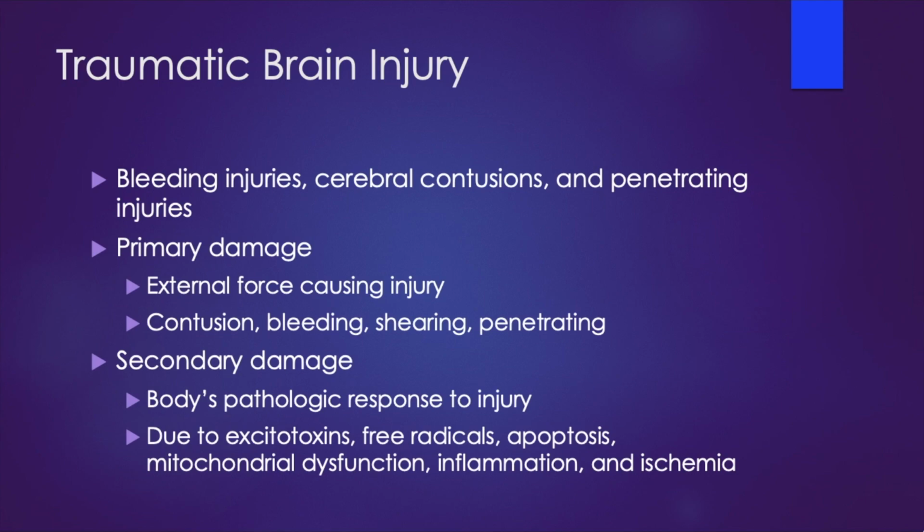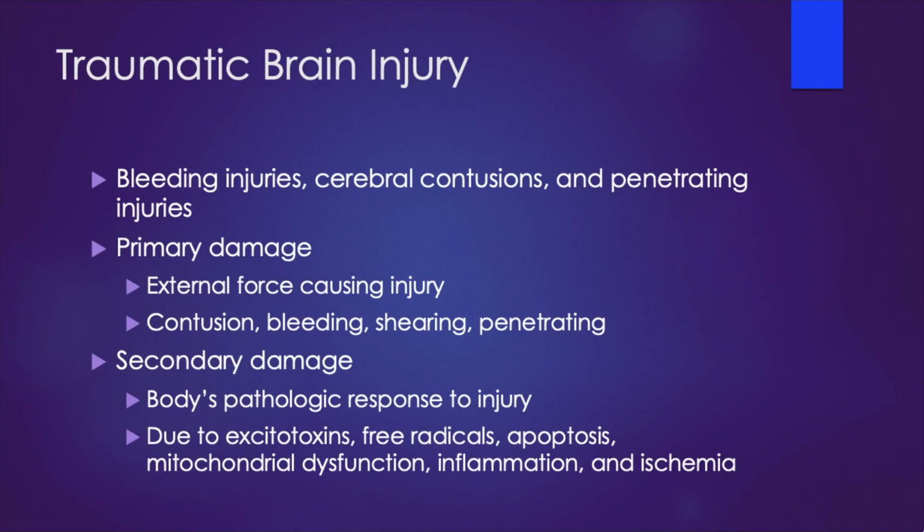Violence is the most common underlying cause in younger patients, and falls are the most common cause in older patients. Traumatic brain injury results in both primary and secondary damage. Primary damage is from the external force on the brain. In closed head injury, this results in contusion, bleeding, or shearing injuries. In open head injury, there is often bleeding. Penetrating trauma may cause bleeding, direct tissue interruption, and concussive forces from projectiles.